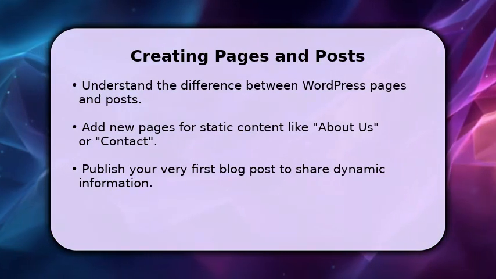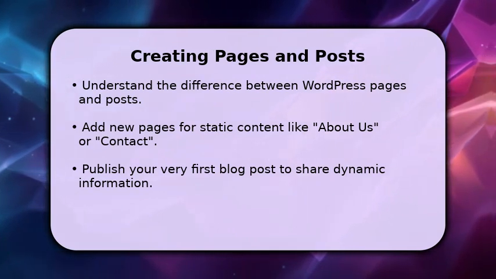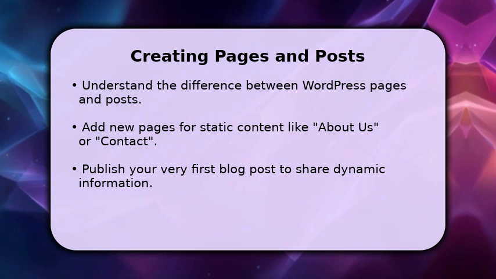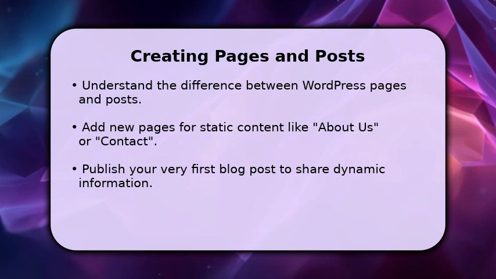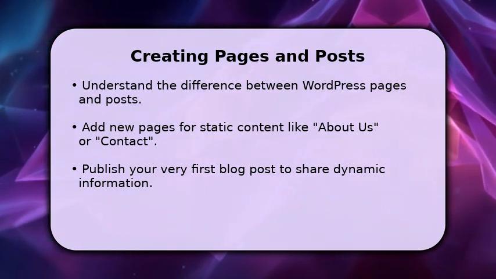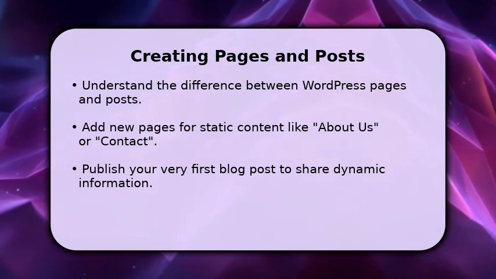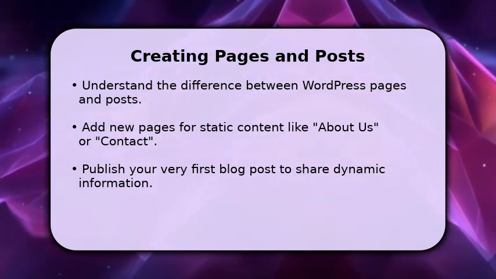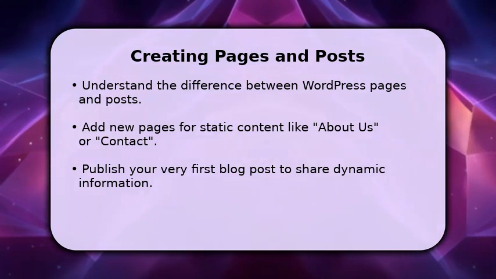Now that your WordPress site has a theme, it is time to create content. WordPress offers two primary content types, pages and posts. Pages are typically for static content, like an About Us or Contact page, which rarely changes. Posts are for dynamic, time-sensitive content, like blog articles. Start by adding a few essential pages, then publish your first blog post to engage your audience.